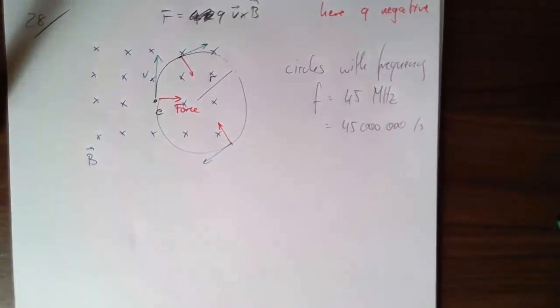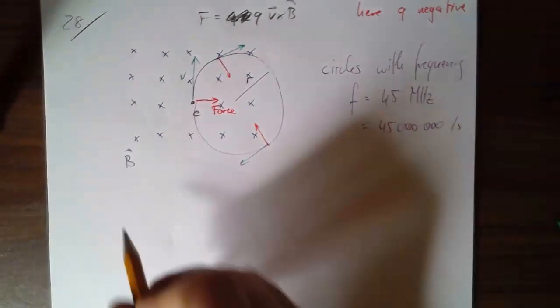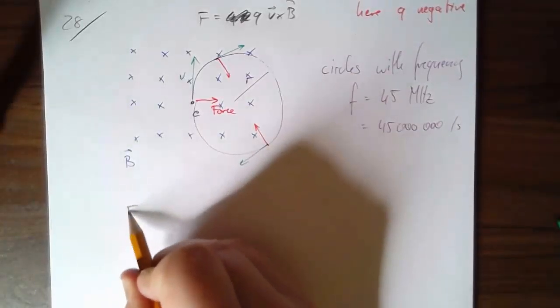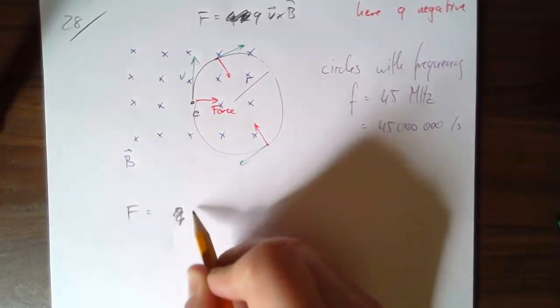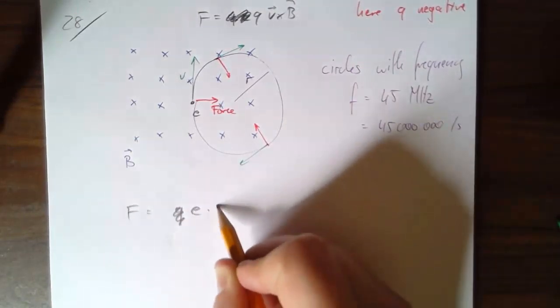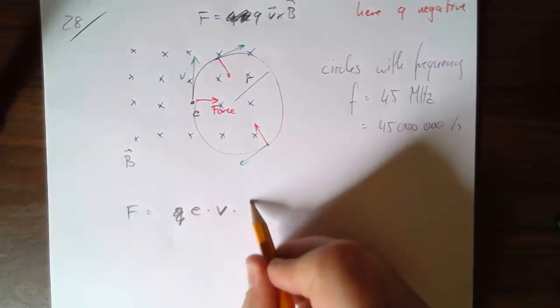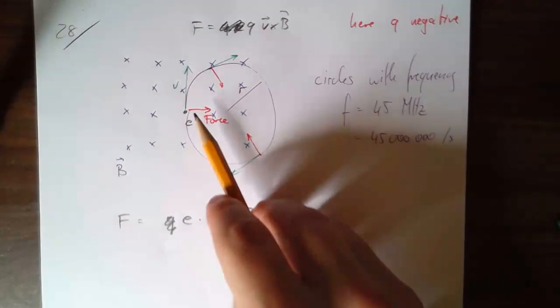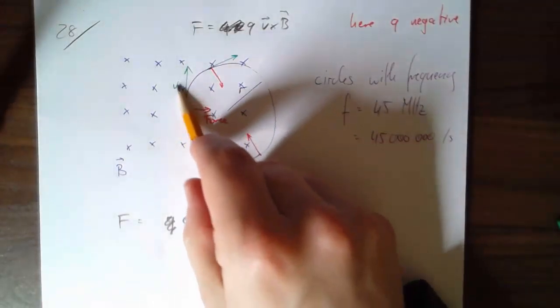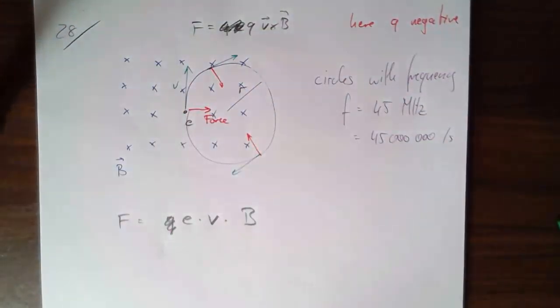So what are the pieces then that we have to put together? So we have that the force is Q, that's the electron charge, we write e, times the speed of the thing times the field. Right. And the angle between the velocity and the field is 90.